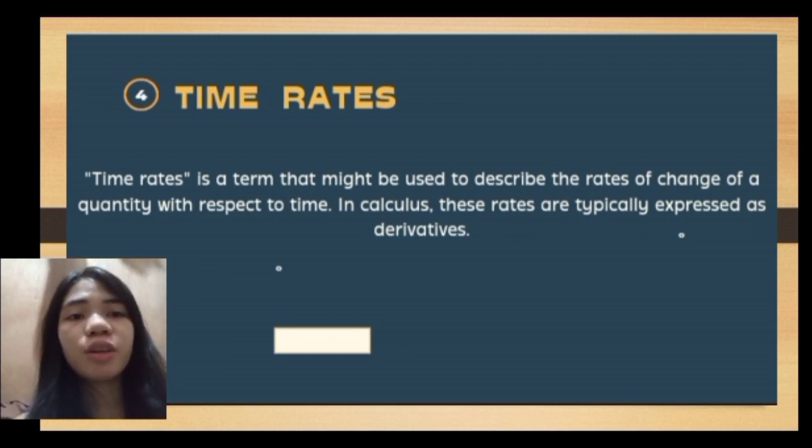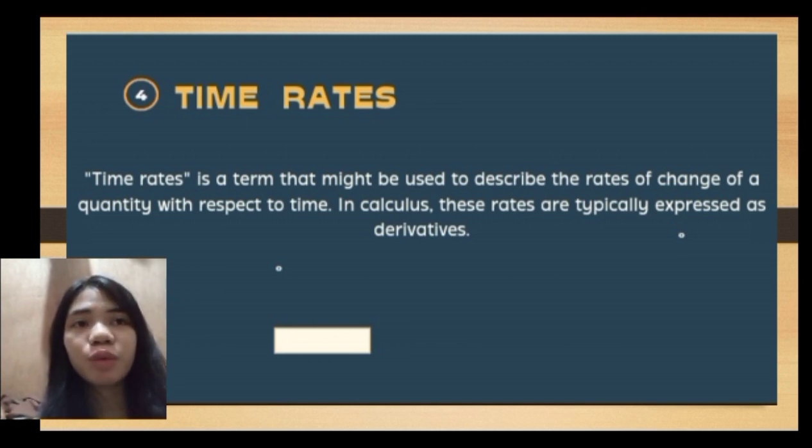Time rates is a term that might be used to describe the rates of change of a quantity with respect to time. In calculus, these rates are typically expressed as derivatives. In general, time rates are crucial in describing how quantities evolve over time, and calculus provides the tools to analyze and understand these changes by examining derivatives.